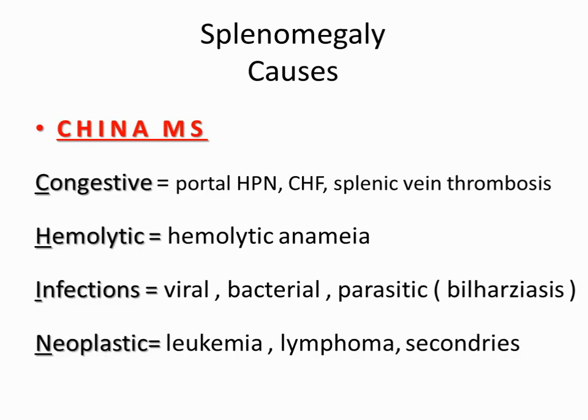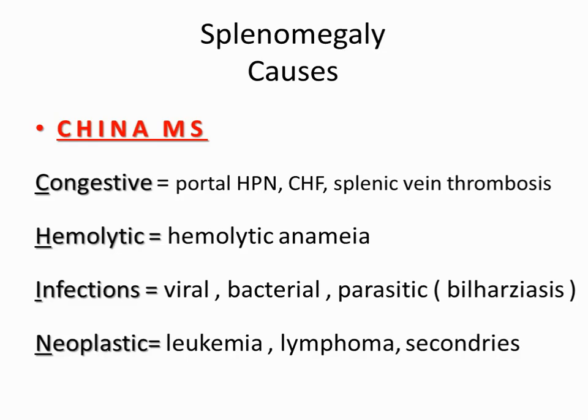So in the mnemonic, C is for congestive, a common cause of splenomegaly: portal hypertension, most commonly caused by liver cirrhosis, congestive heart failure, and rarely splenic vein thrombosis. Hemolytic anemias, like thalassemia major. Patients with thalassemia have a huge splenomegaly. What is a huge splenomegaly? Spleen reaching the umbilicus, grade 4 and grade 5 of Hackett's classification.